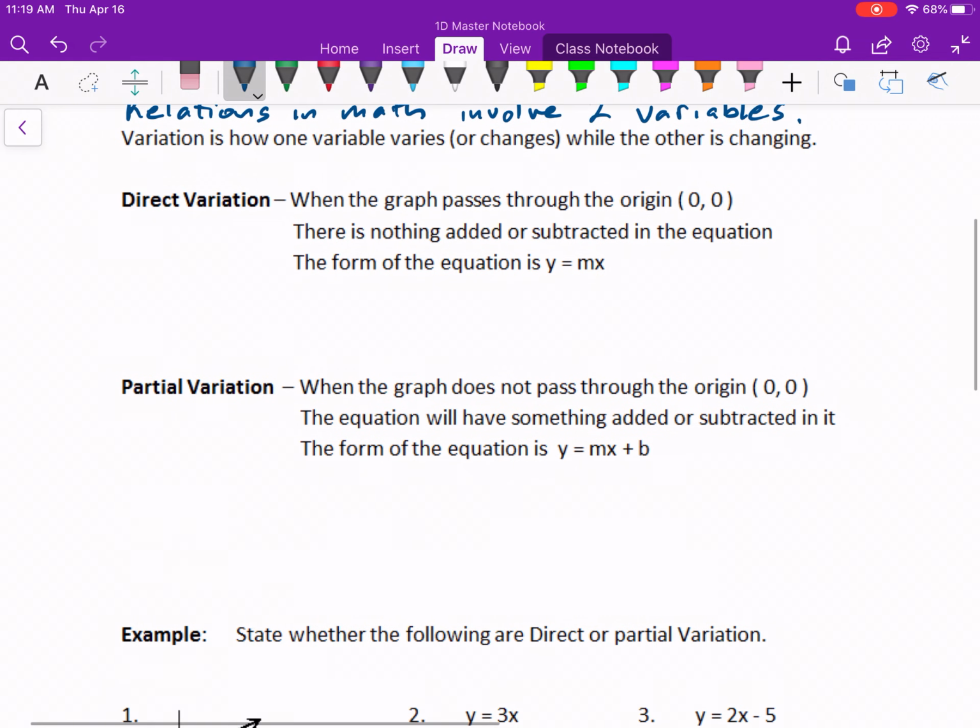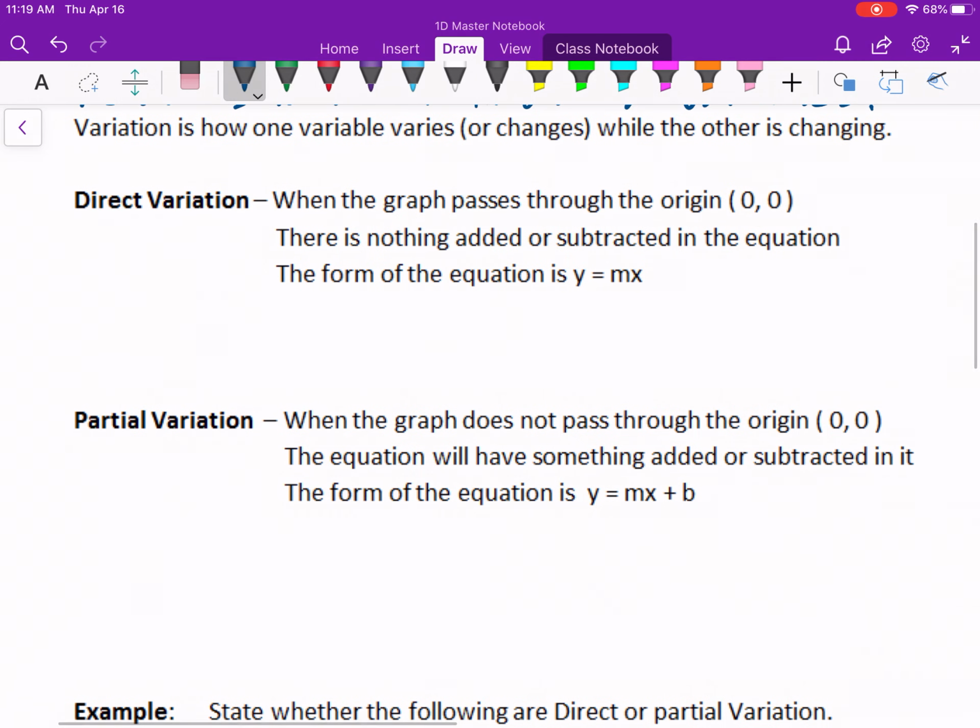So there's two things we're going to look at in this short lesson. One is direct variation, and if we have a graph, we can tell if something's direct variation simply by looking at whether it passes through the origin or not. If it goes through 0, 0, it's direct variation, and it has to be a straight line. We're only talking about straight lines here, but that's it. There's nothing added or subtracted in the equation form.